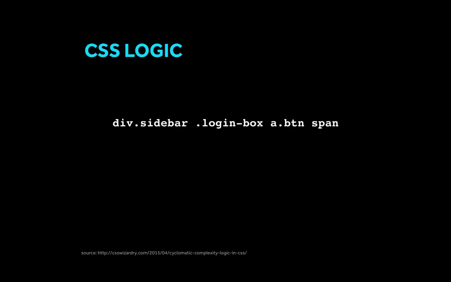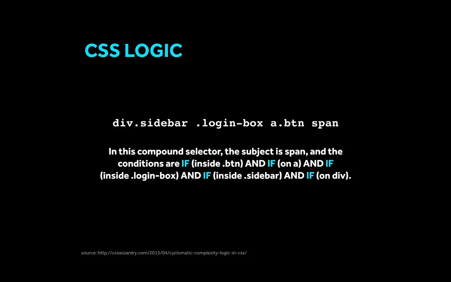Looking at this guy right here, the logic to look at the span is broken down here. If this is the end of it, I would have my curly brackets and all the properties. All this is saying is: if the subject is span, the conditions are if it's inside this button, and that button is also an anchor, which is a type selector, and it's also in the login box, as well as inside of a sidebar, that's a div. So you read it backwards for the logic: if this, if that, if inside this, if inside that.